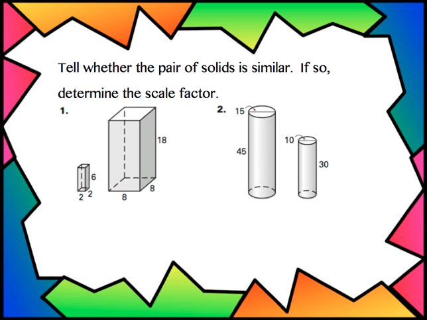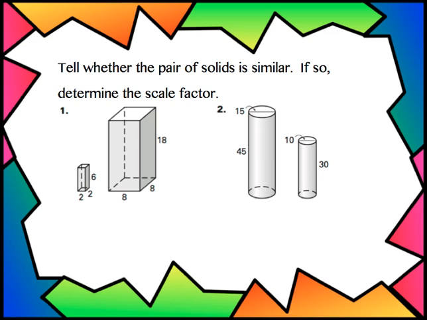Okay, this is, I believe, section 11.7, determining whether or not we have similar solids. So it's a lot like determining if two polygons are similar. It's just that now you have to check all the dimensions. So it's not congruent, it's similar.